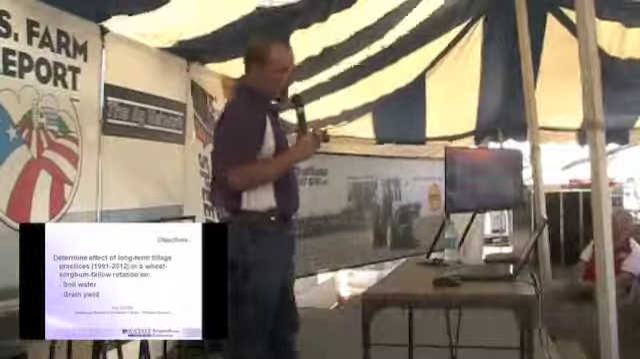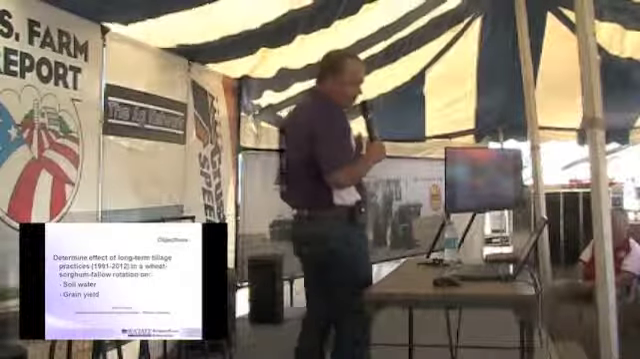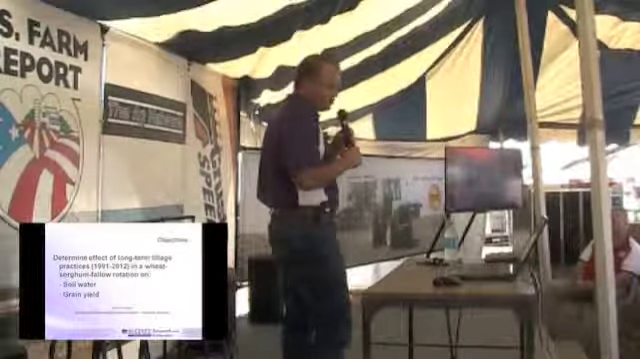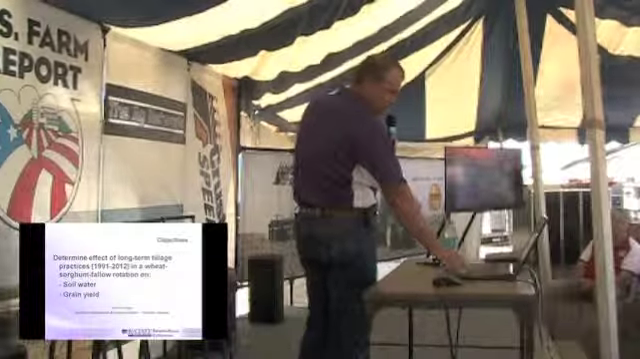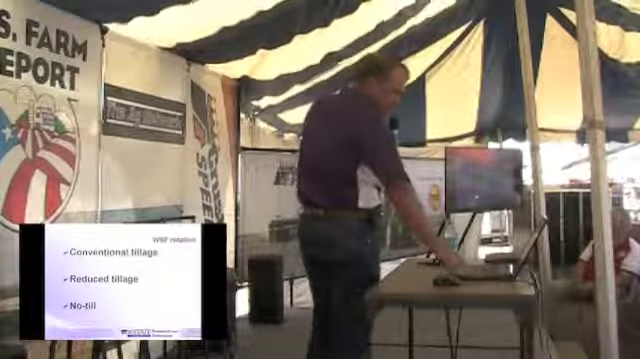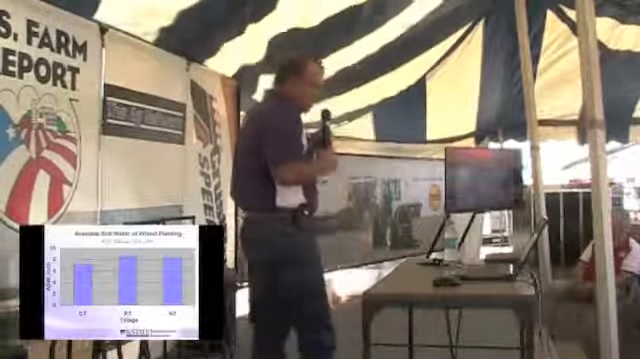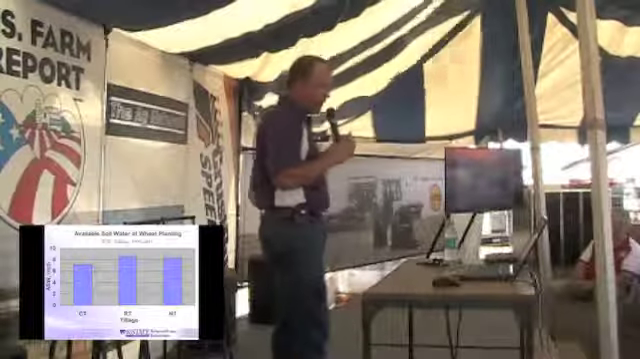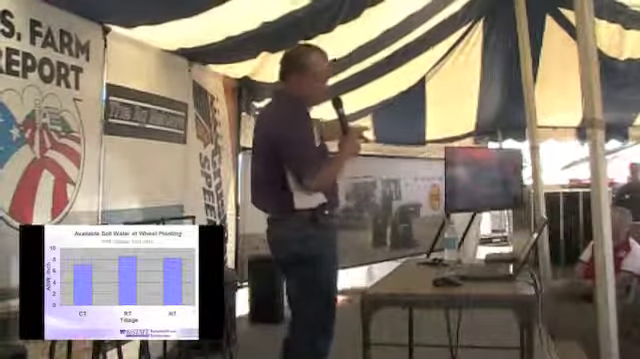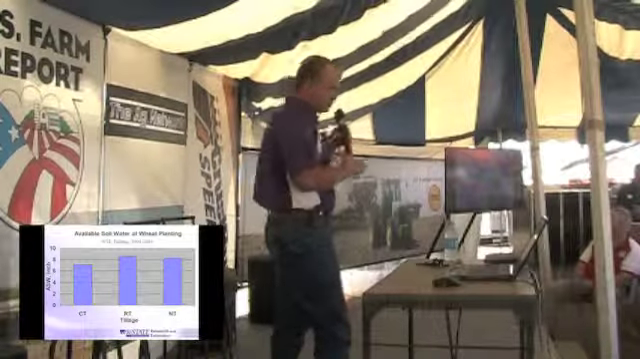Next, I want to talk about some real long-term results from 1990 to 2012, looking at soil water, grain yield, and tillage systems. So how do these compare: conventional, reduced till, and no-till for over 20 years in western Kansas? So this is available soil water at wheat planting. Reduced till and no-till were very similar, and they had more soil water to work with than conventional till.